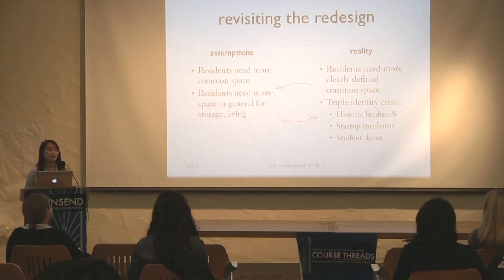But the reality was that the residents actually needed more clearly defined common space. The house suffered from what I call a triple identity crisis. It was a historic landmark designed by Julia Morgan, so that was one part of the identity. It was also a startup incubator, so the students were very driven, very motivated, very interested in entrepreneurship, had a lot of ideas, and didn't necessarily like listening to authority. And it was also a student dorm, so it was a bunch of students living together, really busy, involved with schoolwork as well as on campus. And so the house itself was missing a bit of a cohesive identity.